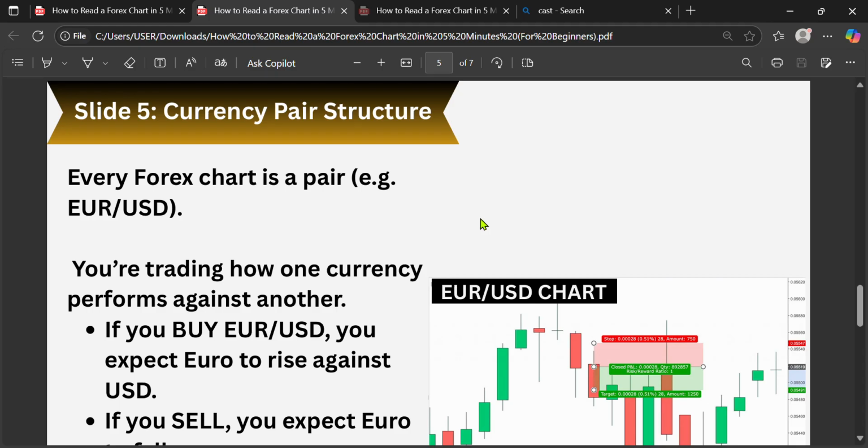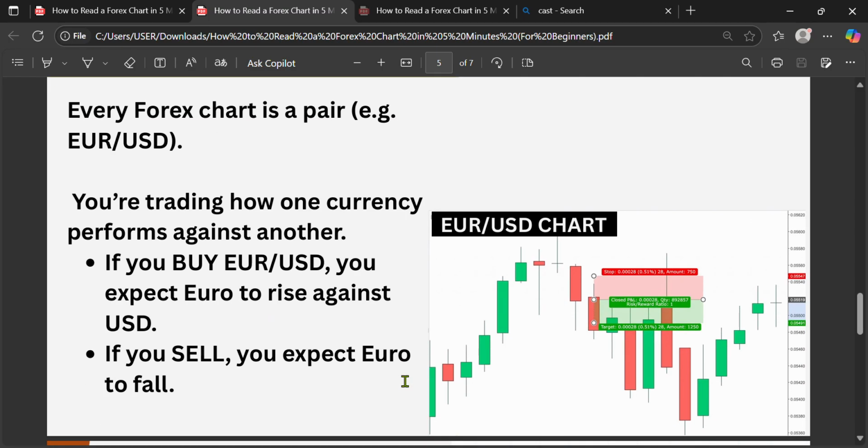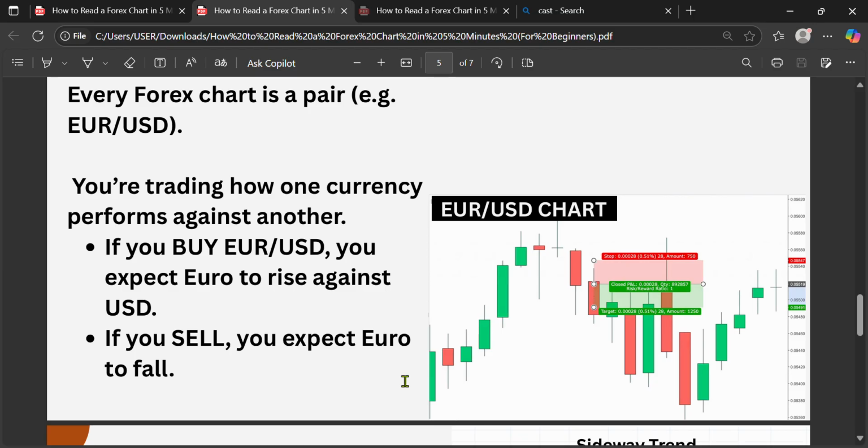You're trading how one currency performs against another. So if you buy Euro USD, that means you're expecting Euro to rise against USD. And if you sell, you expect Euro to fall. So this is how it is.